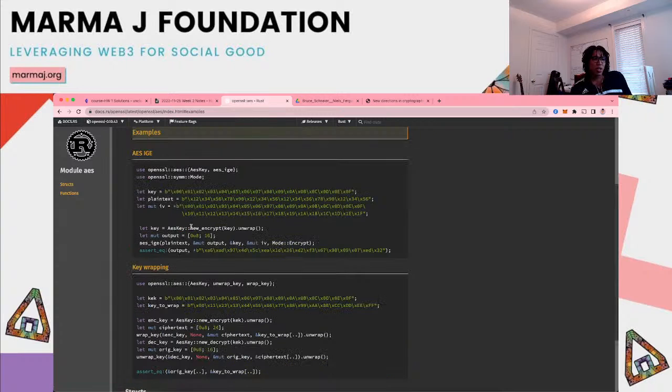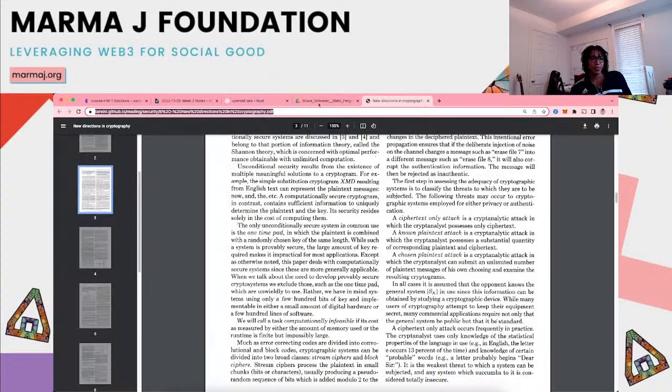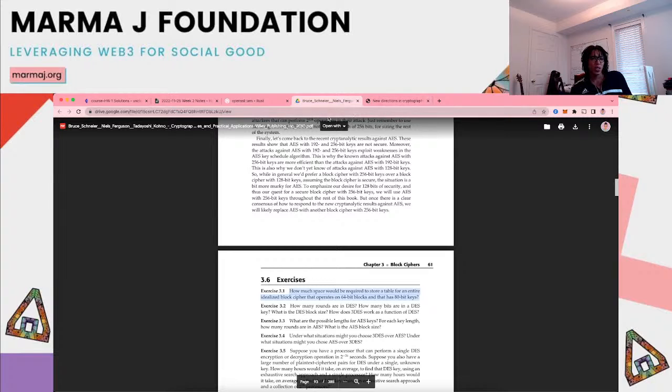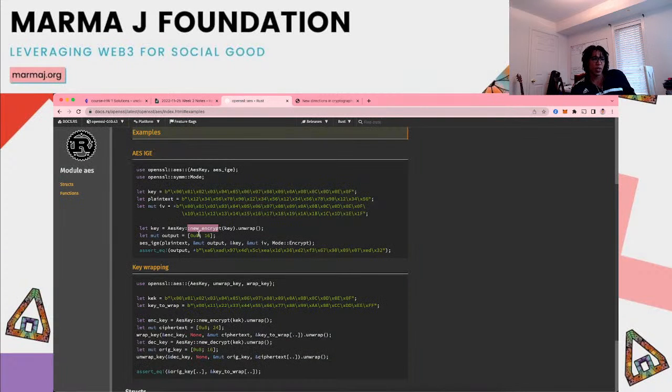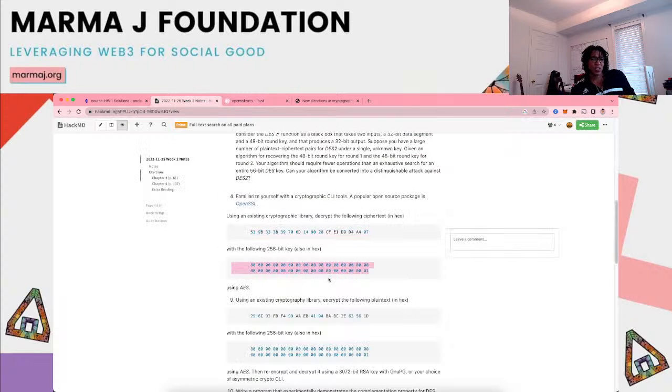I'm looking for a different example. But anyways, the idea is you do new decrypt, right? You're going to decrypt. It wants us to put in the ciphertext that we're decrypting. So instead of having plain text here, we're going to put in a ciphertext, and we have a key. So then we know this is the key.